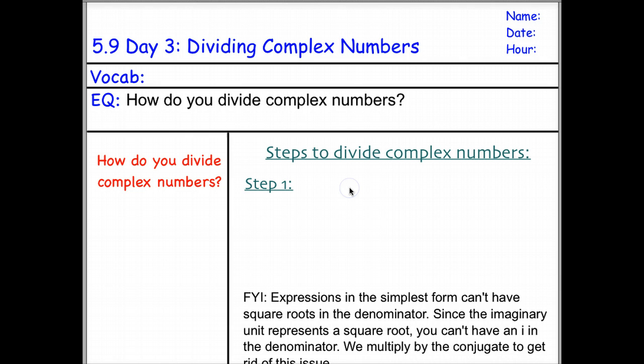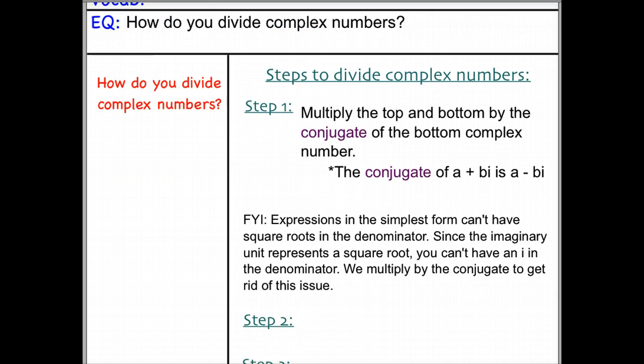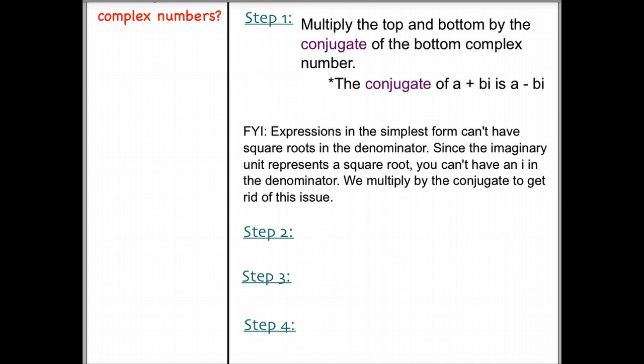So the different steps we take to divide are we multiply the top and the bottom by the conjugate of the bottom complex number. So remember that the conjugate of a plus bi is a minus bi. And this is why we're multiplying by the conjugate. Expressions in the simplest form can't have square roots in the denominator. Since the imaginary unit represents a square root, you can't have an i in the denominator. That's why we multiply by the conjugate.